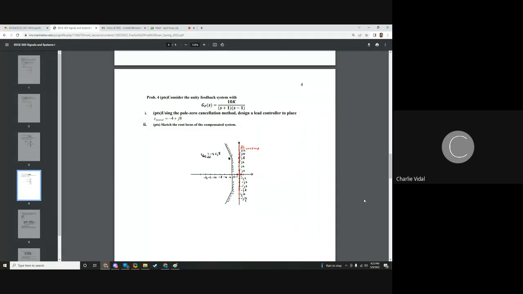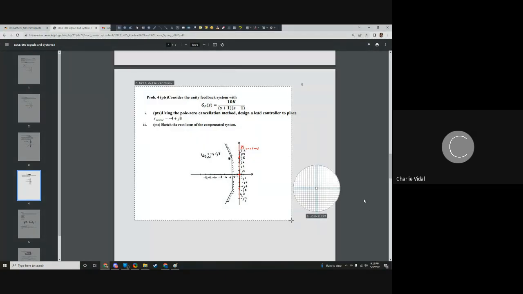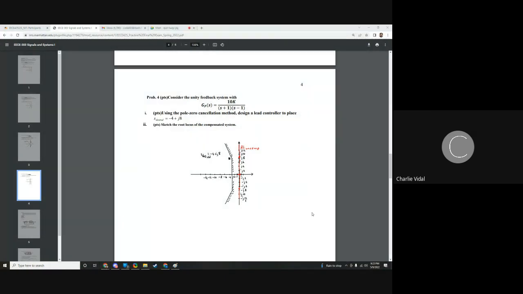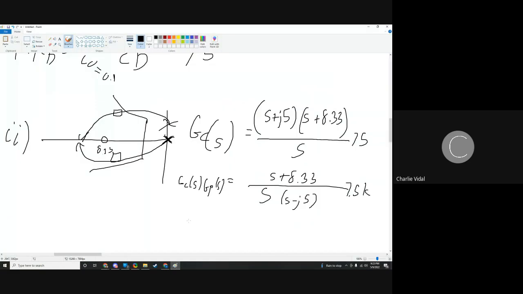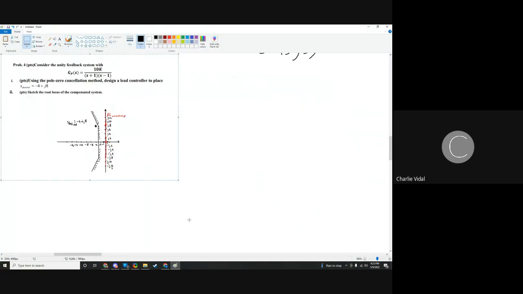Okay, problem 4. This one is the pole zero cancellation method, and we know that the pole zero cancellation method is very easy to do because you just cancel it out. Sadly, this one is not easy. It's not as easy to do as the other pole zero cancellation methods that we were doing before.